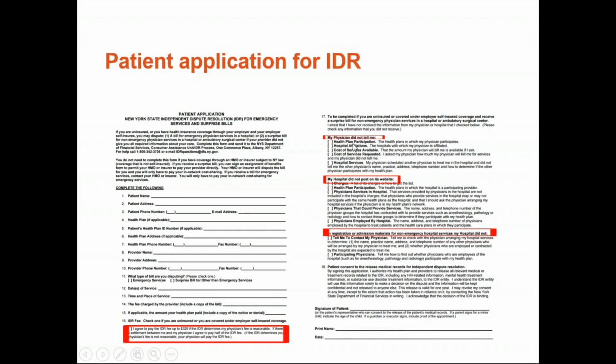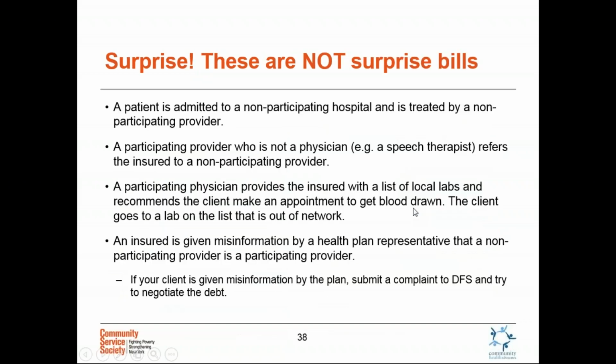I want to direct your attention to this. It's very small, so it may be hard to read, but what this checklist is aiming to get at is the disclosure requirements. So it will say, my physician did not tell me, and then some of the things that they're obligated to disclose, or my hospital did not post on its website some of the things they're required to disclose. So here's where your client would establish the disclosure was not met and be eligible to dispute the bill through this process.